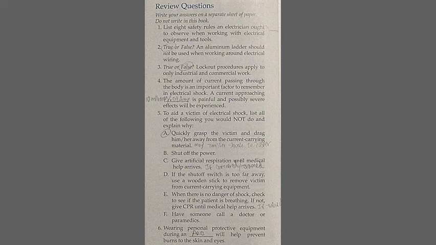And these are the review questions for the chapter. List 8 safety rules that an electrician ought to observe when working with electrical equipment and tools. 1 is to use PPE. 2 is to use equipment in good condition and appropriate for the job, such as ladders and scaffolding. 3, use appropriate tools that are in good condition. 4, use safe work methods, such as lifting and carrying, housekeeping, excavating, lockout, tagout, and turning power off.